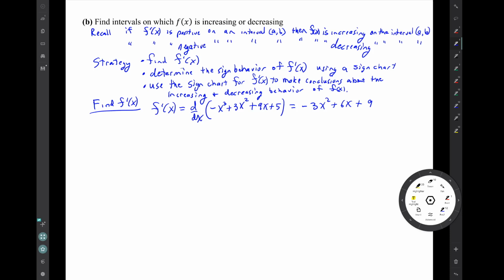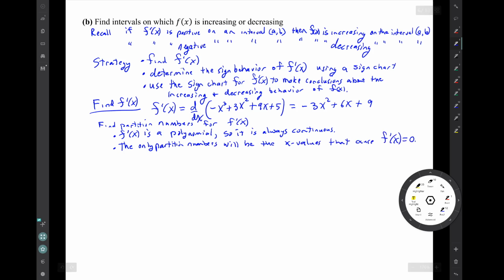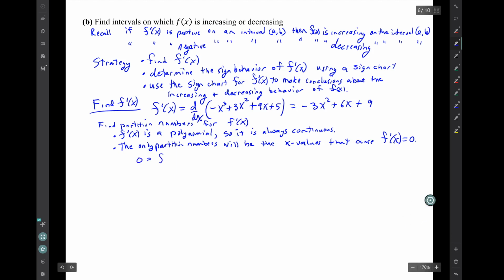Now we need to determine the sign behavior of f prime using a sign chart, so we need to find the partition numbers for f prime. Now observe that f prime of x is a polynomial, so there are no x values that will cause f prime of x to be discontinuous. So the only partition numbers will be the x values that cause f prime to be 0.